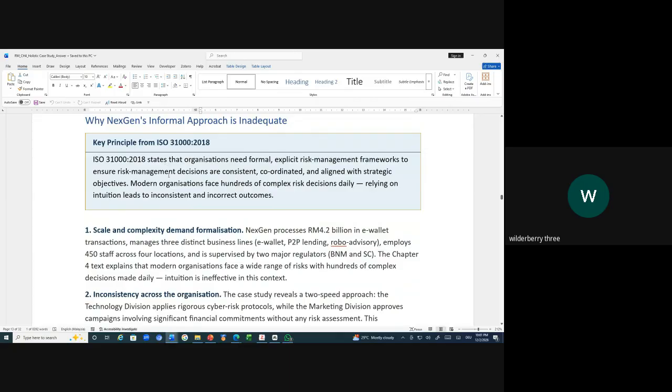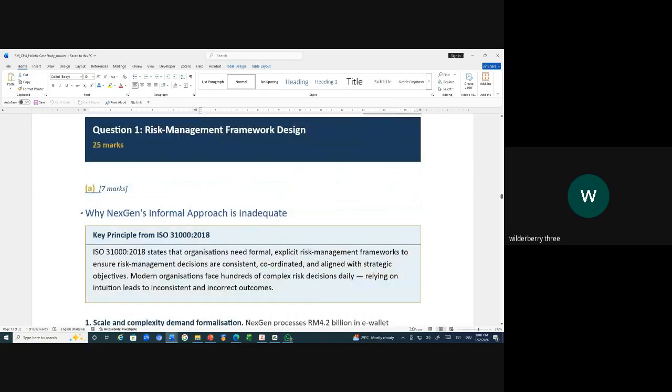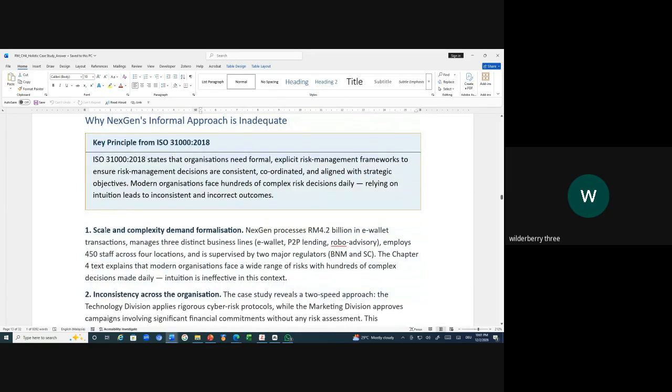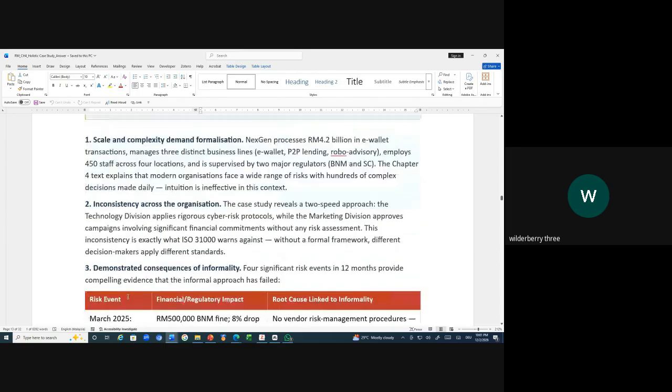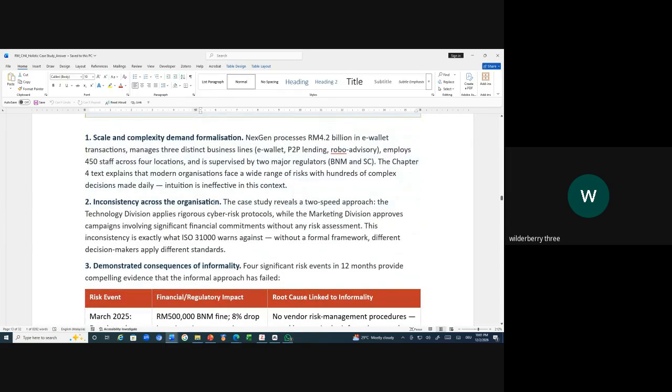And then you refer here: what is the scale and complexity about? You see that they have so many transactions, and they operate 3 business lines. You describe what the present status is and what the problem is in this case. Inconsistency across the organization, that's the main issue.